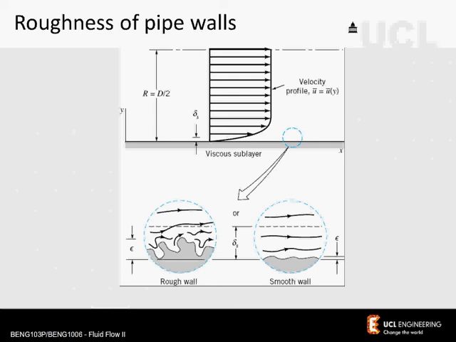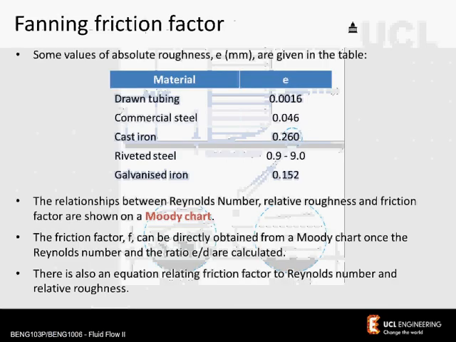And this difference between the minimum and the maximum point of a wall, when you're looking at it on a microscopic scale, is known as the absolute roughness, and is defined in millimeters. So some values of absolute roughness in millimeters are given in the table on the slide there.